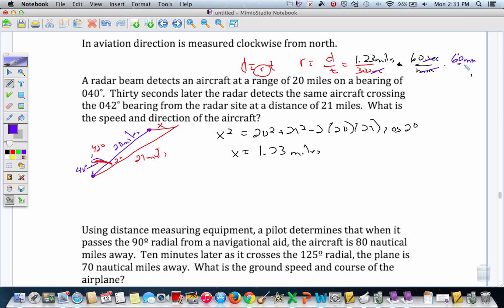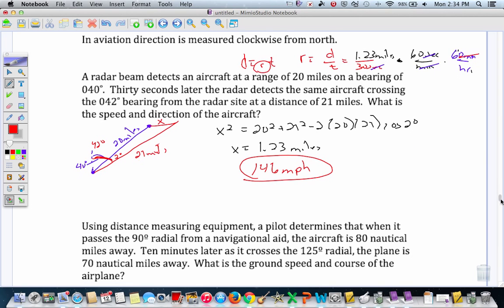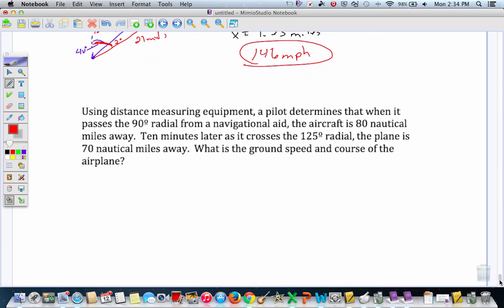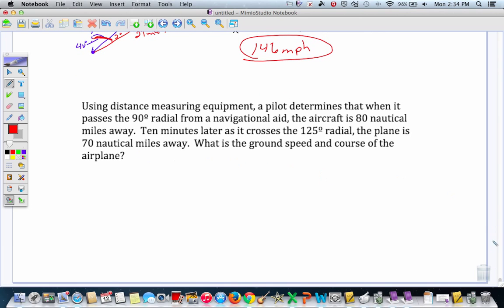I put that last one upside down, just having a banner day so far. So let's try that again. I want to cancel my minutes, so I have 60 minutes over an hour, and that will cancel out our label of minutes as well and change it over to hours. And if we plug that in and do our calculations, 1.23 divided by 30 times 60 times 60, our speed is about 146 miles per hour. All right, we're going to try that again here in our next problem.